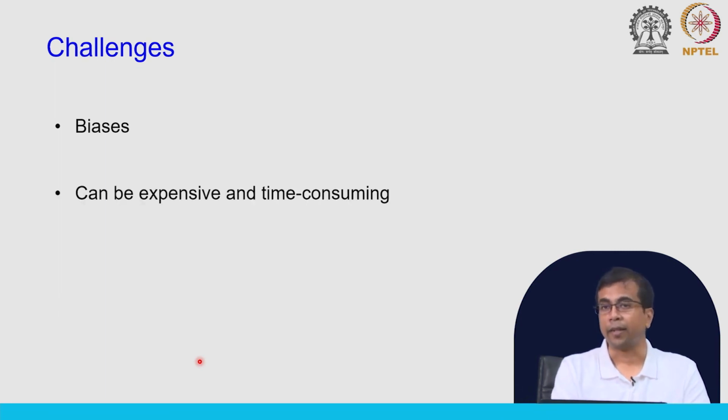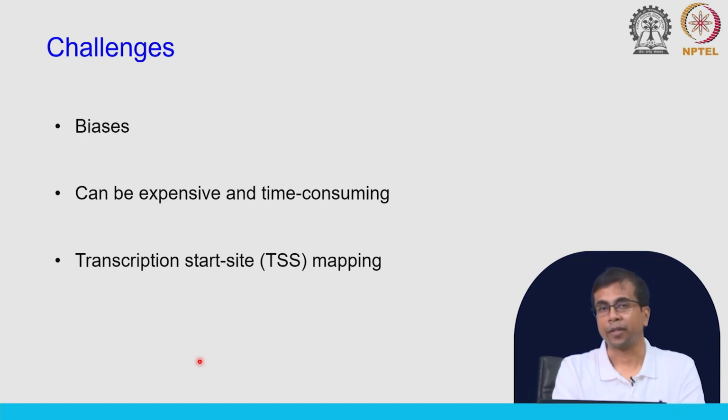RNA sequencing can be expensive and time consuming because you have to sequence a lot of samples to quite a bit of depth, as I mentioned, 30-40 million reads or even more if you want to identify very lowly expressed genes. So, this could be expensive, and preparation of the library could be time consuming. One of the things that RNA sequencing still does not do very well is transcription start site mapping, because of the amplification steps or even with direct RNA sequencing, you do not get information about the transcription start site. This is something that can now be addressed by devising different protocols.